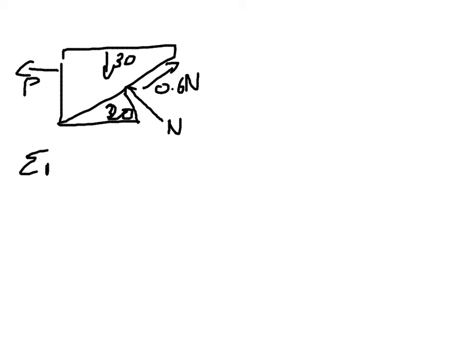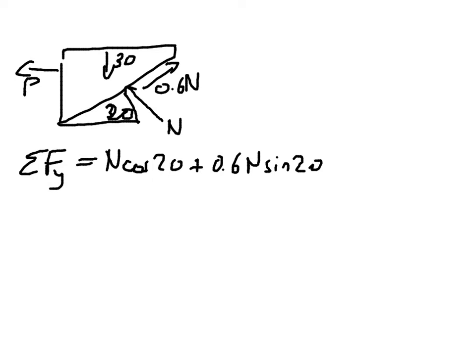So slightly more complex. We're going to have our forces in the Y direction. It's going to be N cos 20 plus 0.6 N sine 20 minus 30. So N cos 20 is resolving the contact force into the Y direction. 0.6 N sine 20 is resolving the frictional force into the Y direction, and minus 30 is obviously the weight.